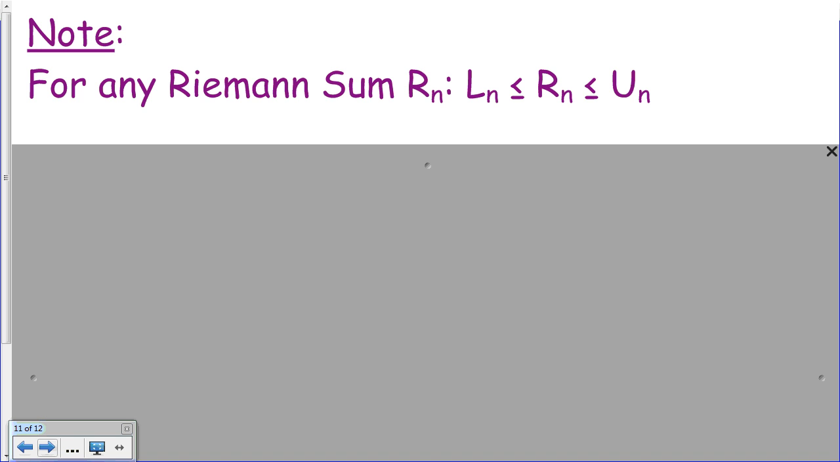All right, one thing to note here then. We just learned the lower and upper Riemann sums, and you've already seen the notation we use for any Riemann sum, R sub n. It turns out that for any Riemann sum that you calculate on a given subinterval for a given function, using the same number of subintervals, R sub n is always going to be in between your lower Riemann sum and your upper Riemann sum. L sub n is less than or equal to R sub n, which is less than or equal to U sub n.